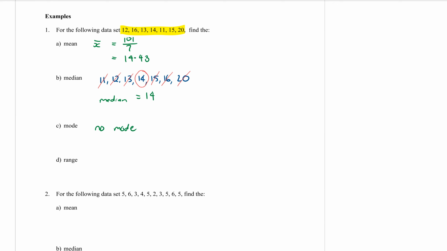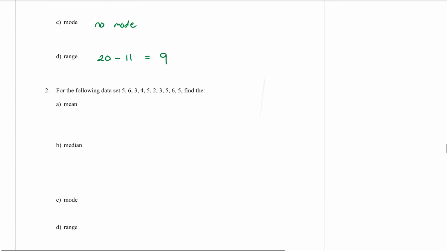And range. Remember that the range is the highest minus the lowest. My highest score was 20, and I want to subtract my lowest score, which was 11, so the range is 9. Often the mean, the median, and the mode are very similar in size because they're all ways of approximating the center of the data. You can see the 14.43 and 14 were very close. But range is measuring how spread out the scores are, so it is usually very different from the others.